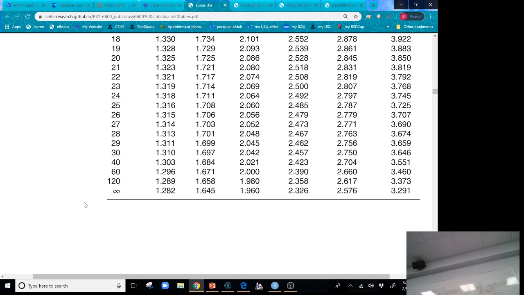Remember the shape of the T. What did the T curve look like? The normal curve, but squished. The more degrees of freedom, the closer to the normal curve. So when your sample gets big, it becomes almost the same as the Z table. So what happens to these numbers? They stop changing as much.